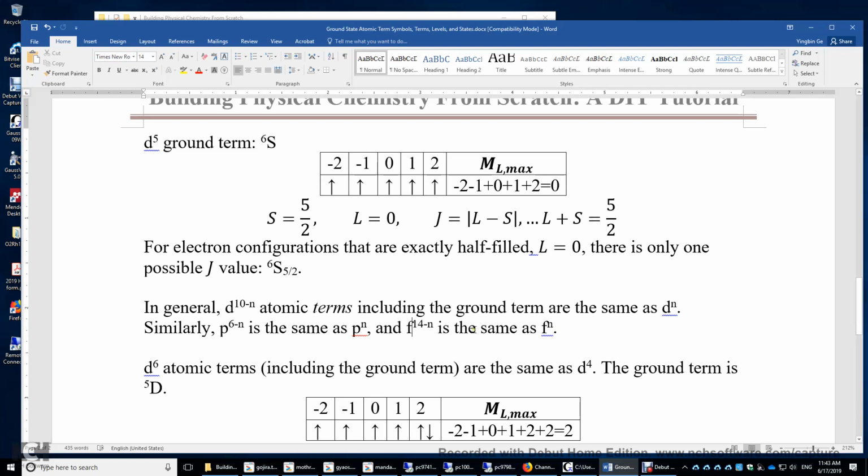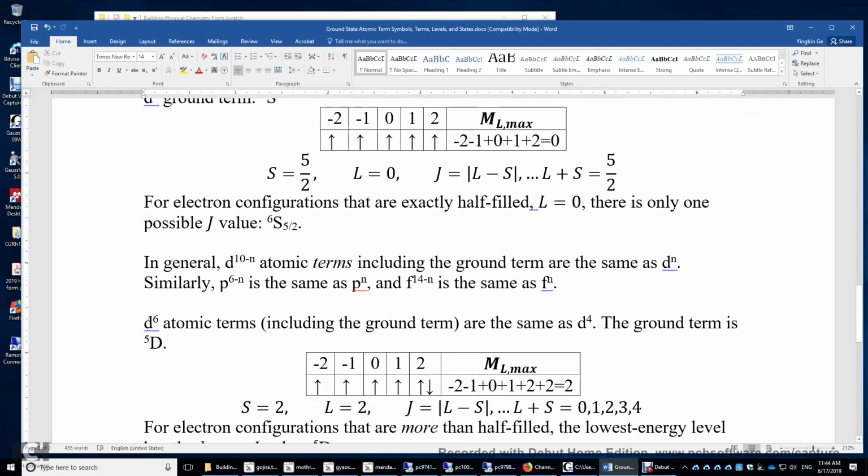And again, if it's less than half filled, the J value should adopt the minimum value. If it's more than half filled, you must have the maximum value of J. So why is that? Again, it's just because the S number and the L number correspond to the spin angular momentum and the orbital angular momentum. And J is the coupling between the magnetic moment generated by the spin and the orbital motion.